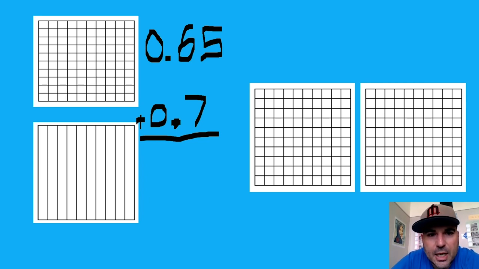I am going to shade in how much I have. And in the first one, I have 6 rows of 10, which is 60. So 1, 2, 3, 4, 5, 6. And if I was at home, I would color all of those in. And I have 5 more. 5 out of these 100 little squares. 2, 3, 4, 5. And in my second number, I have 7 tenths.